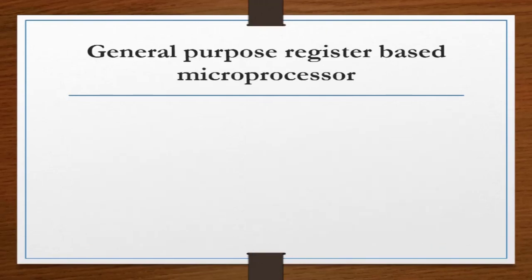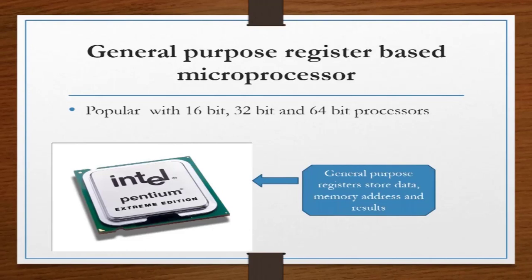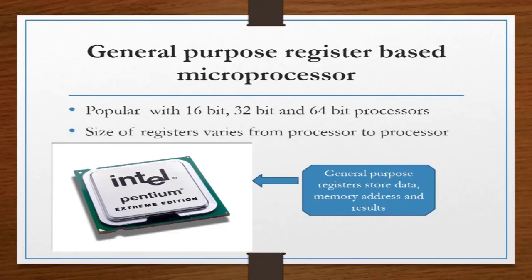The general-purpose register-based microprocessor is usually popular with 16-bit, 32-bit, and 64-bit processors. The term general-purpose register comes from the fact that these registers can hold data, memory addresses, and the results of the ALU operations. The number and size of registers vary from one processor to another.